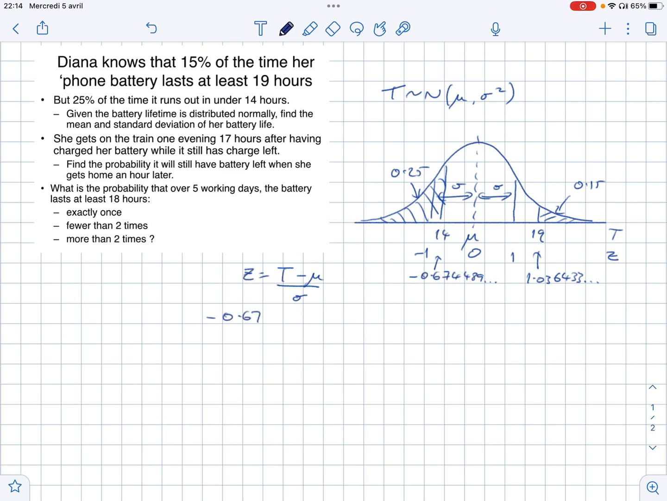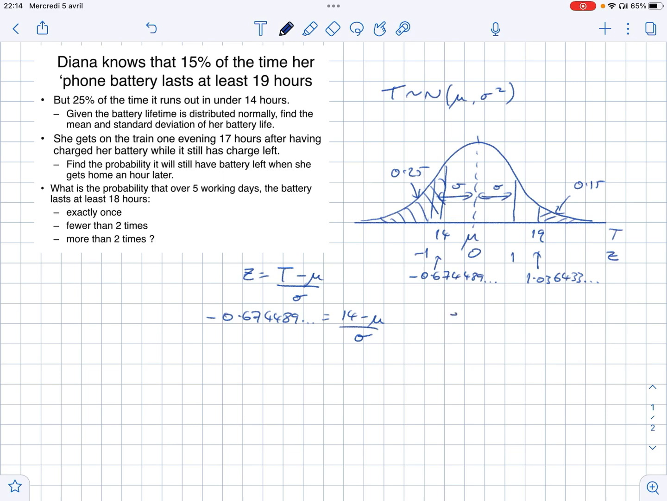Negative 0.674489 dot dot dot. I'll put it in the memory so we can use this in the calculator. Equals (14 subtract mu) over sigma. We'll just replace this and this with the Z and the T values because we know they relate to the same points on the curve, on the Gaussian distribution. And we can do the same for the other values.